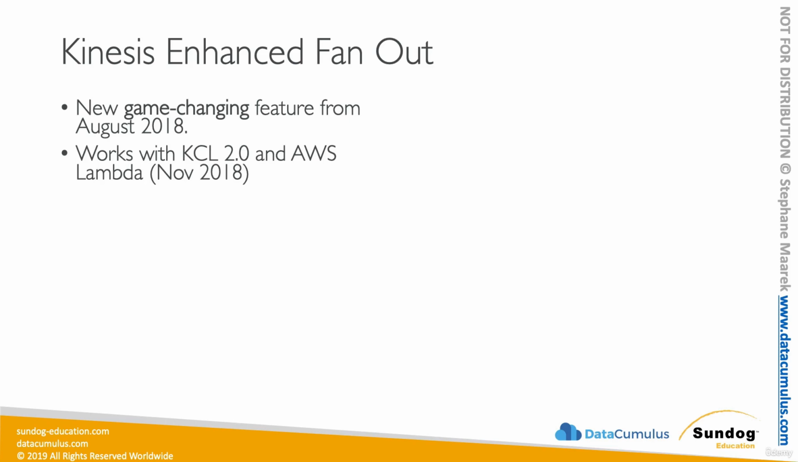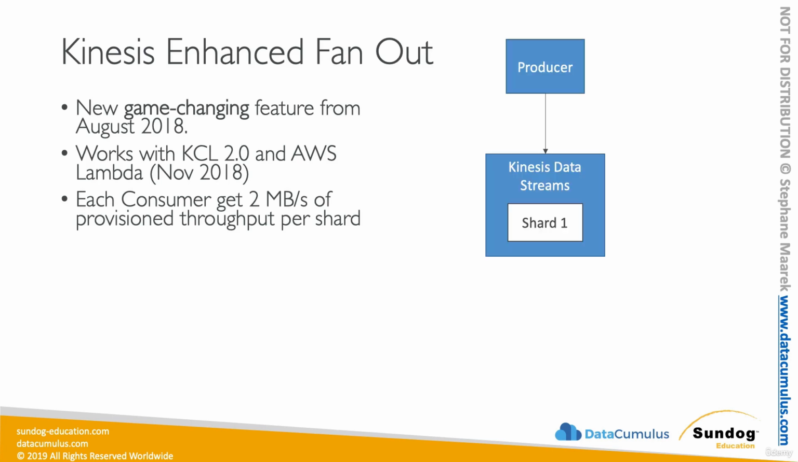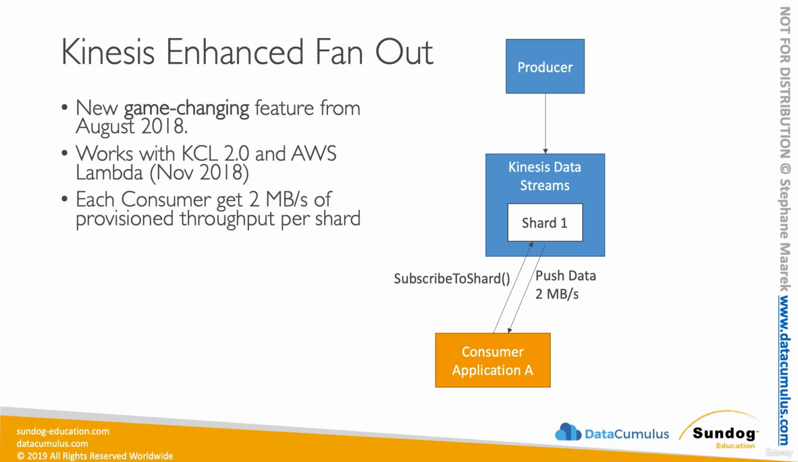And what does Enhanced Fan-Out mean? That means that each consumer will get 2 megabytes per second per shard. So it looks similar as before, but it's not exactly the same, right? So we have a producer producing to a Kinesis data stream, which has, for example, one shard in this example. We'll have a consumer application A, and we'll do an API call called SubscribeToShard, and automatically the Kinesis data stream will start pushing data at the rate of 2 megabytes per second. So we're not polling anymore. We're just saying subscribe to shard, and the shard will send us 2 megabytes per second.